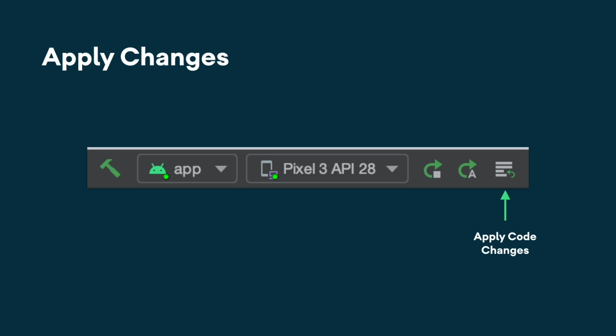If you have updated a resource, the Apply Changes and Restart Activity option will attempt to apply both your resource and code changes by restarting your activity, but without restarting your application.